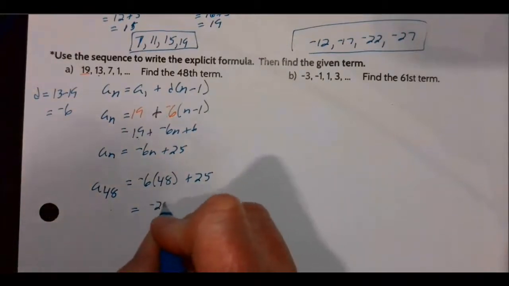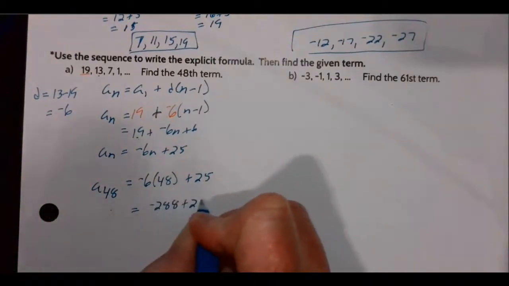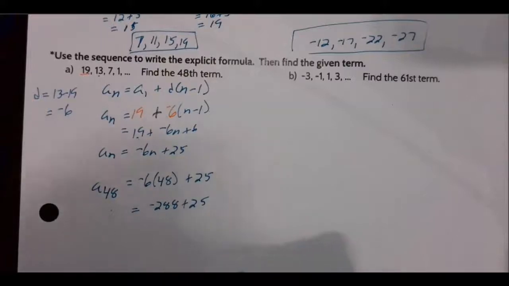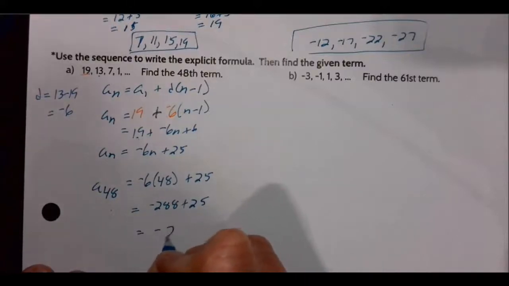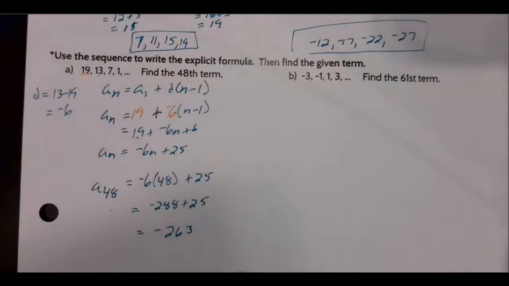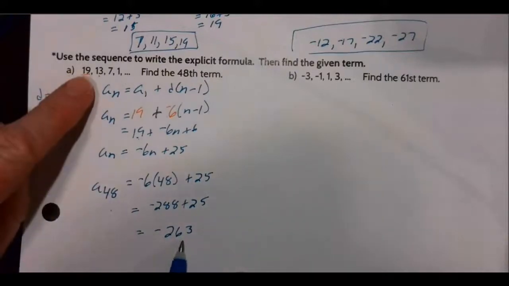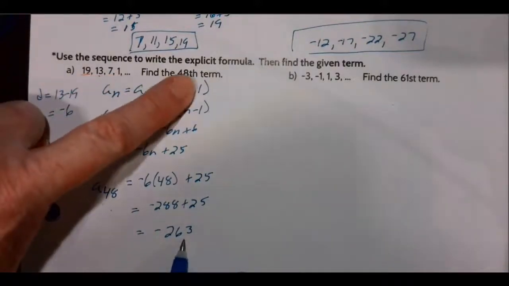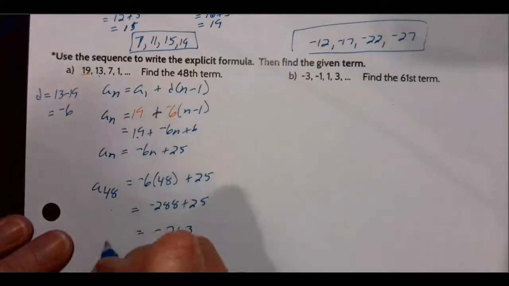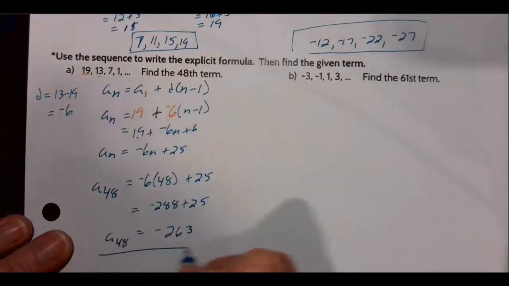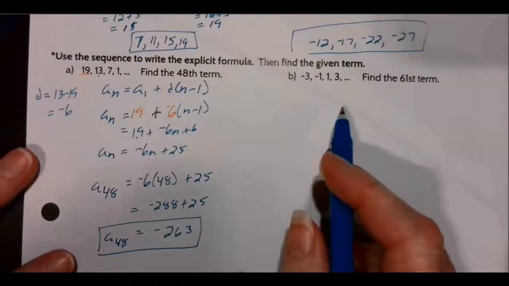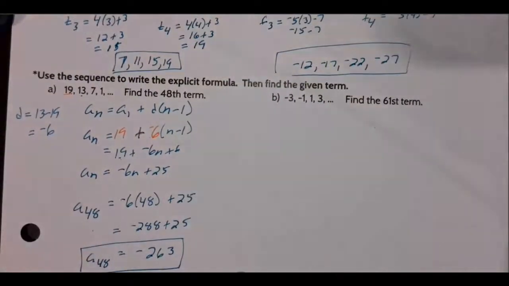That's a negative 288 plus 25. And we get negative 263. Okay, now always check to see, does that make sense? Well, this is going down. If I'm going to go all the way out to the 48th term, that's what I'm going to probably get. Okay, try this one. Go.